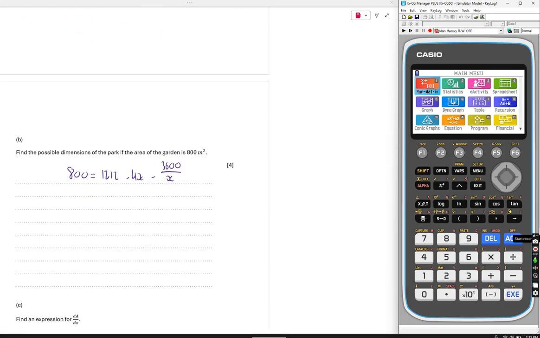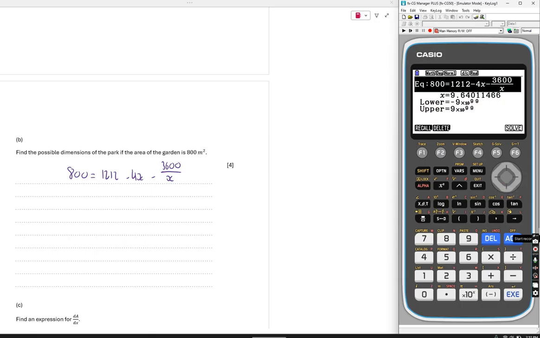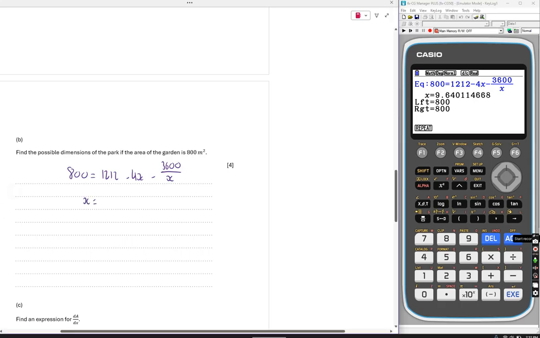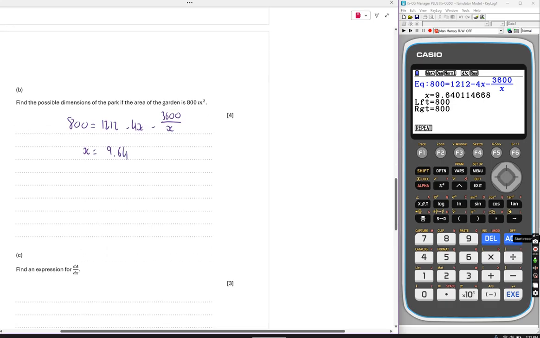Let's go equation solver. So equation solver, and you can see I've already typed it in. So 800 equals 1212 minus 4x minus 3600 over x. Press solve, and we get an answer of x equals 9.64. That is not the full dimensions. That is just the value of x. So we need to now figure out what the width is.